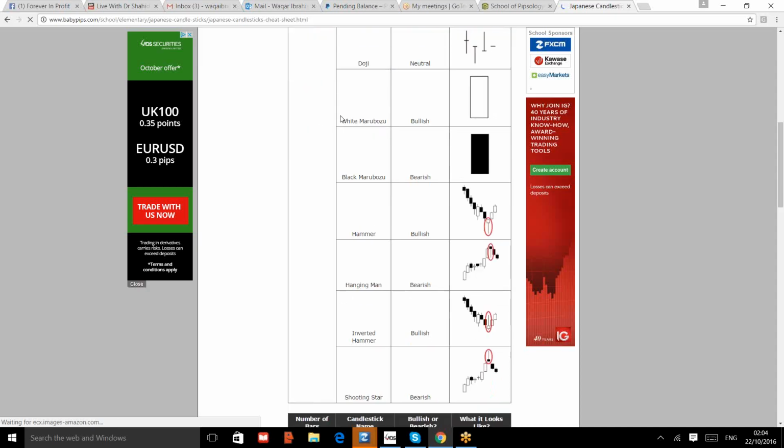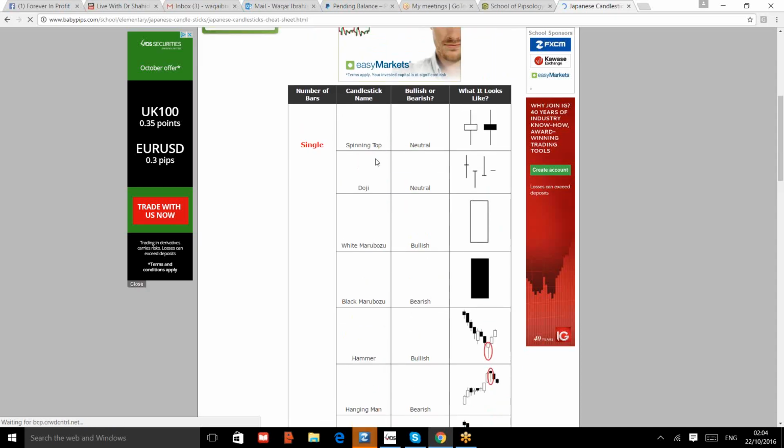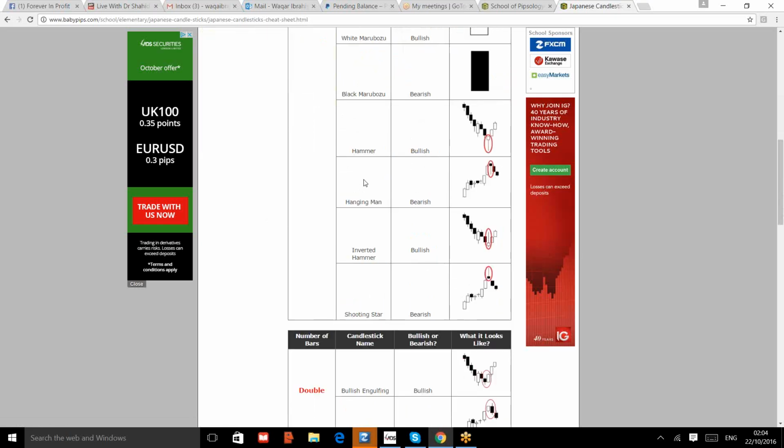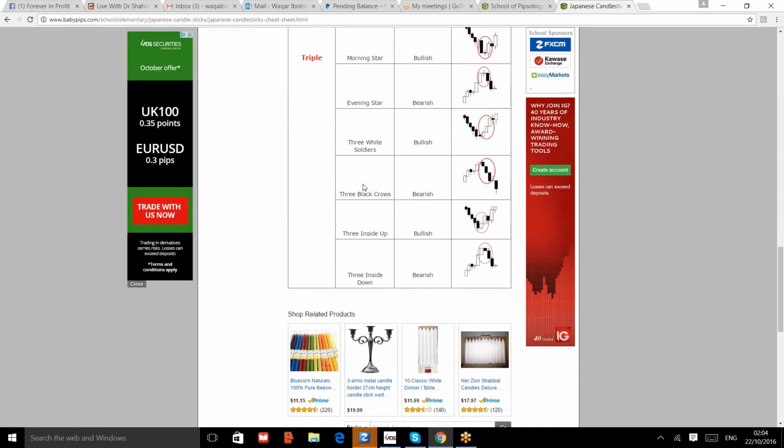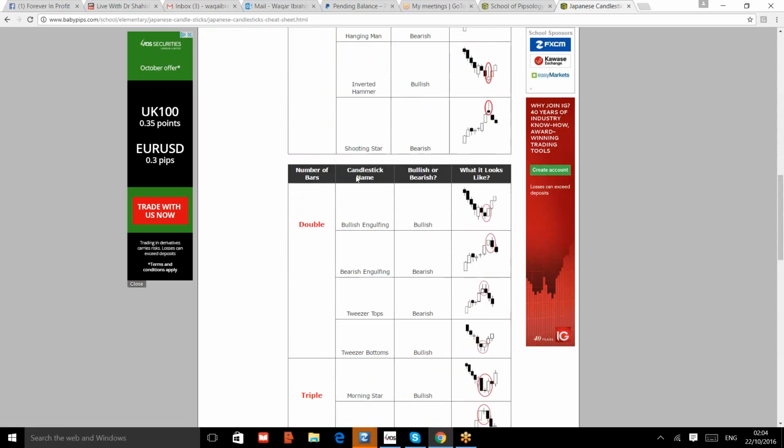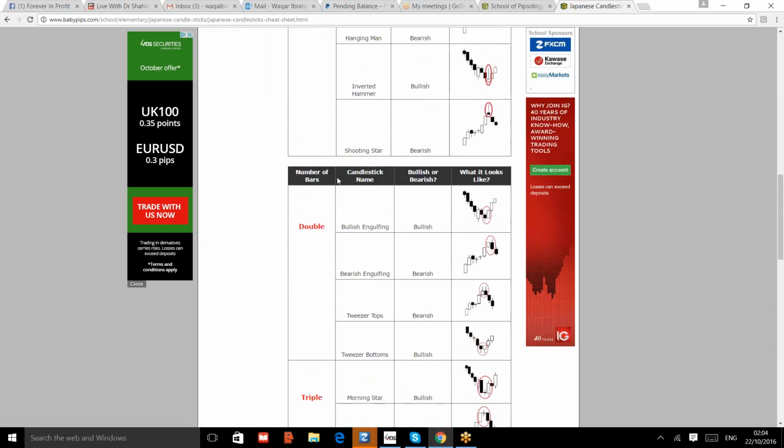You need to learn this single candlesticks pattern, guys. All you need to know is the name, the nature of that particular pattern, and the candlestick shape. And that's all you need to know. Single candlesticks patterns, double candlesticks patterns, and triple candlesticks patterns, guys. So start working on this. Develop it day by day, guys.